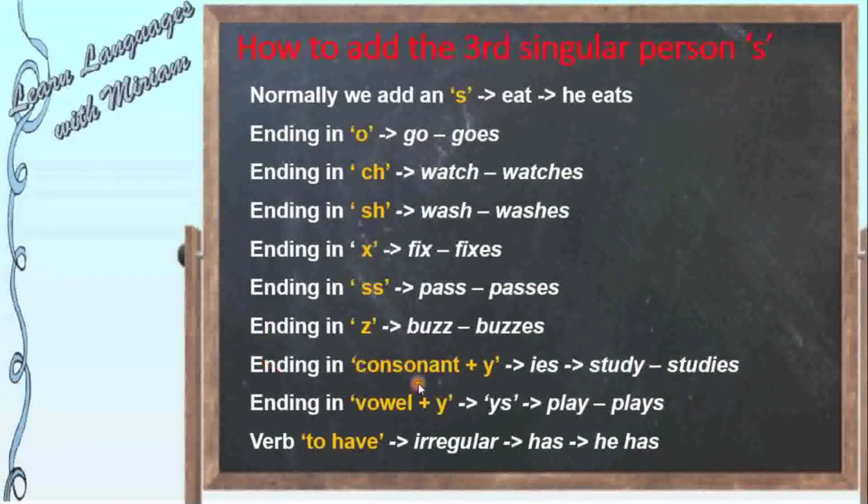If it ends in consonant plus Y, we are going to quit the Y and we are going to add IES. For example, study, studies. If it ends in vowel plus Y, we leave the Y and we just add an S. For example, play, plays. And with the verb to have, this verb is irregular, so it is like this. He has.